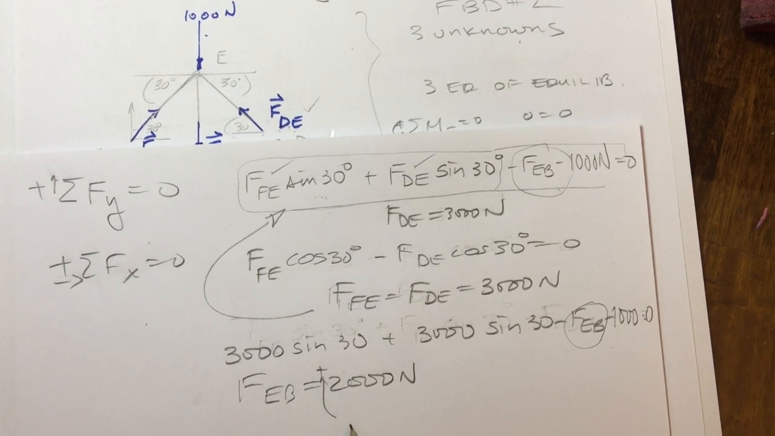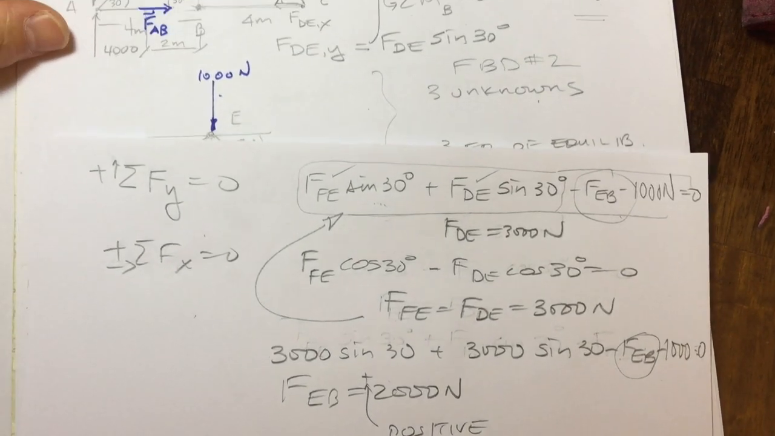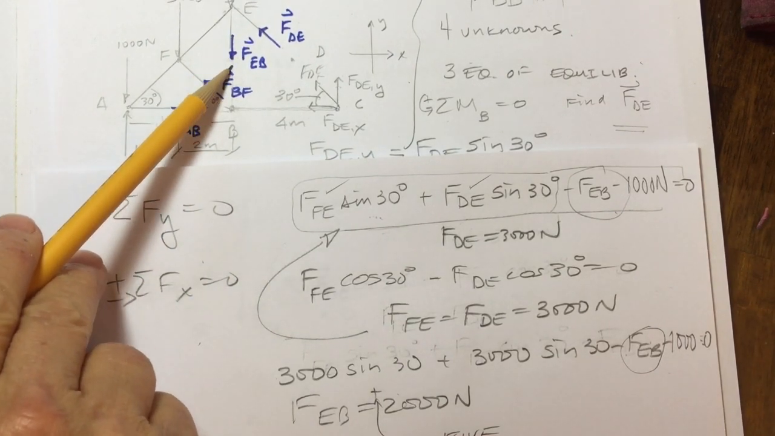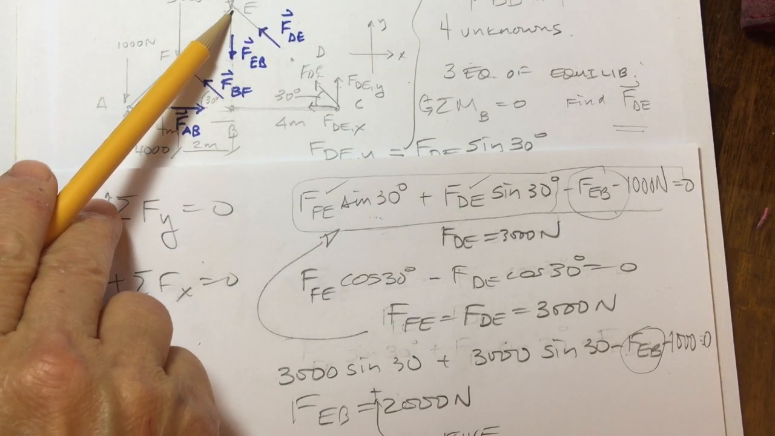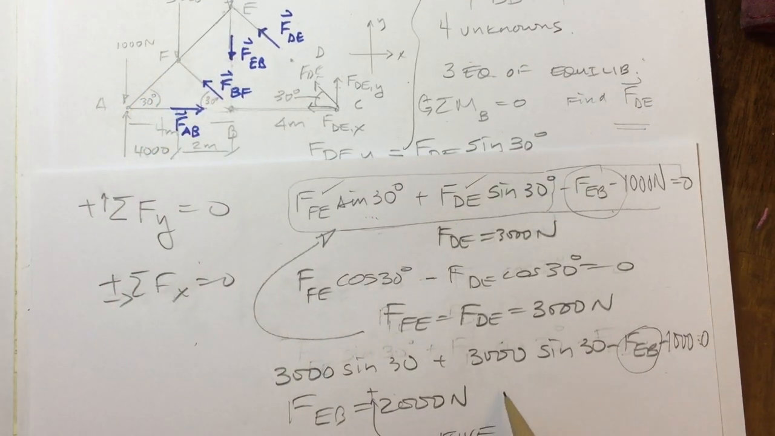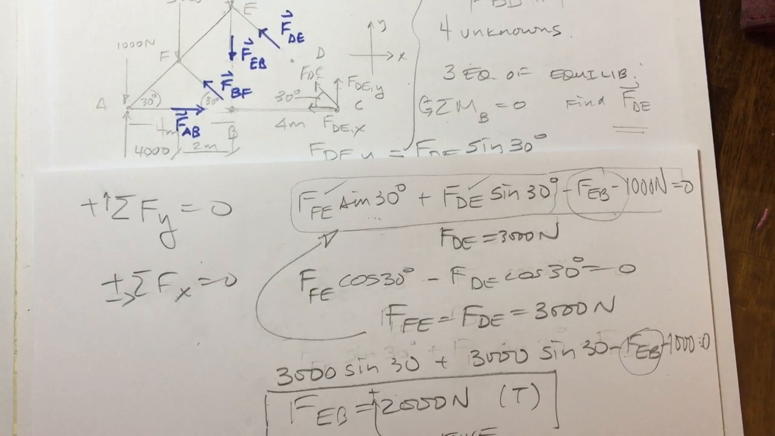The answer turns out to be a positive value. This means that our assumption of FEB going down, or our assumption of member EB being in tension, was correct. Therefore, FEB is in tension, and that's our answer.